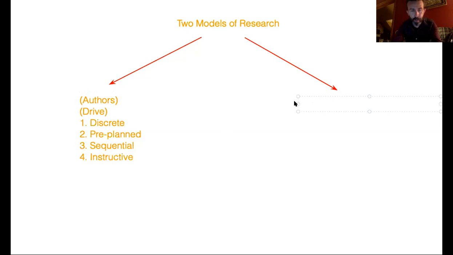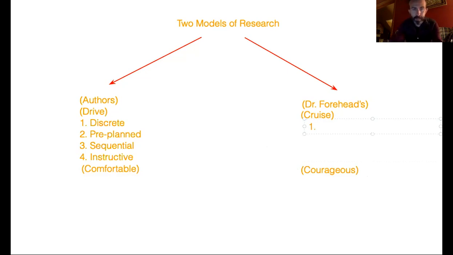By contrast, there's more Dr. Foreheads. It's my superhero name. My son calls me that. It's more like going for a cruise. And, you know, if I'm being slightly biased, I would say that this is more comfortable. And this one over here is going to be more courageous. This is a more flexible model. I call this the flexible model, if you like.